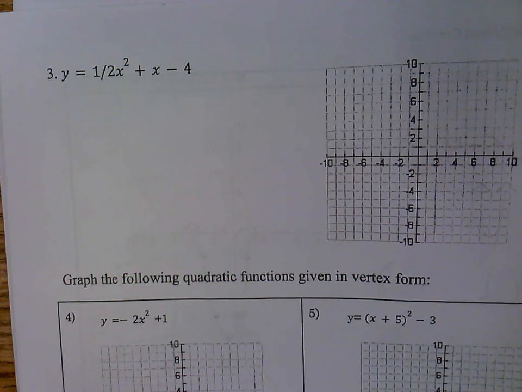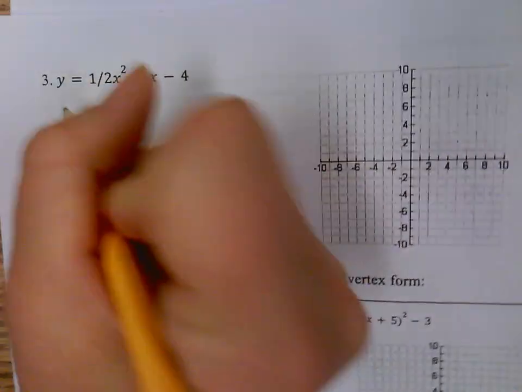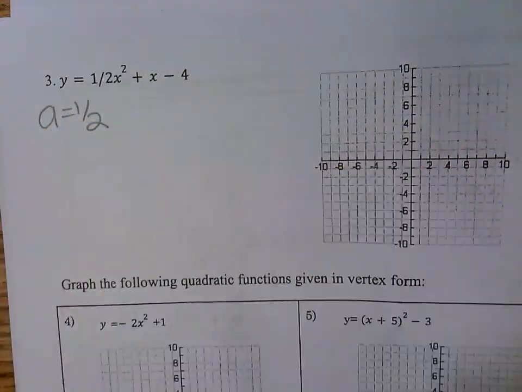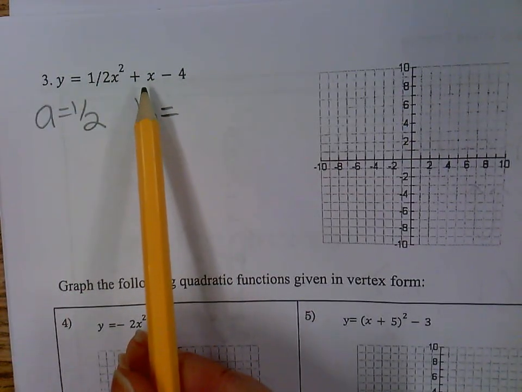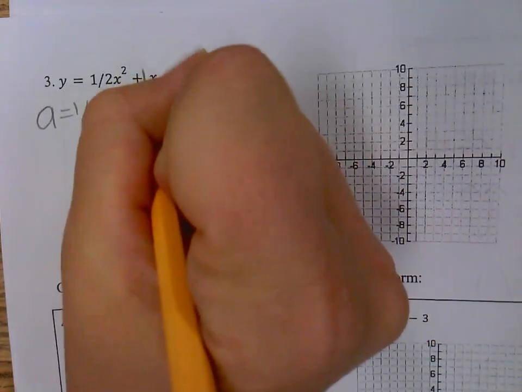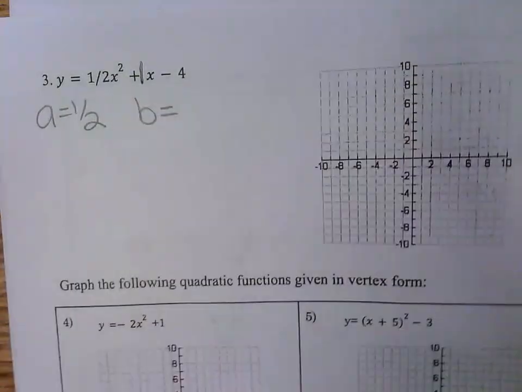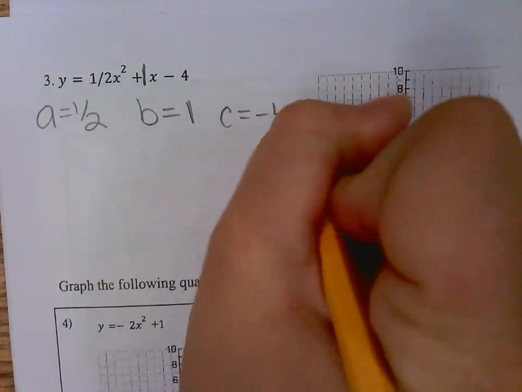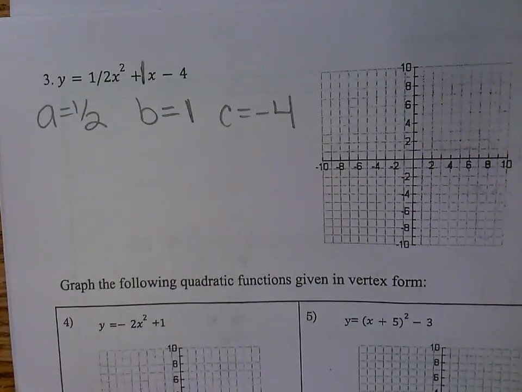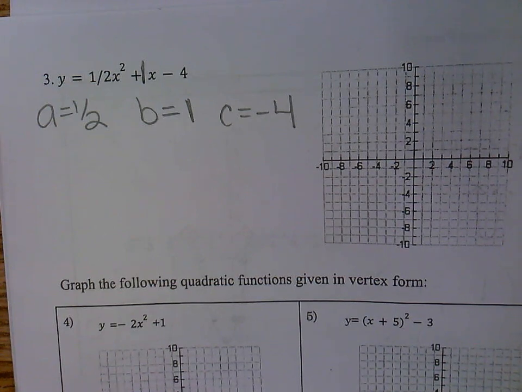What are the values in this problem? So A would be 1/2, and that tells you some things. B, what is the coefficient in front of the x? So a 1. Yep, so when you don't see anything, it's a 1. And C in this case is -4. So let's talk about the ABCs of this standard form quadratic.